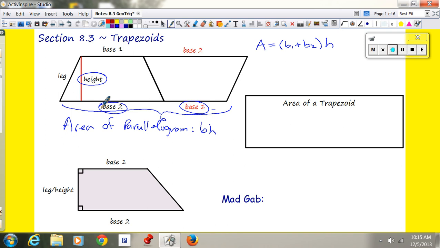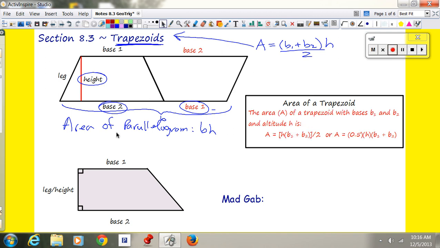But I'm not looking for the area of a parallelogram. I want the area of a trapezoid. So I need to get rid of one of these trapezoids. So what do I need to do to my formula? Divide it by 2. That's going to be my trapezoid formula, written down in here if you want. The area A of a trapezoid with bases 1 and 2 and an altitude of h would have the formula of your height times your two bases added together divided by 2.